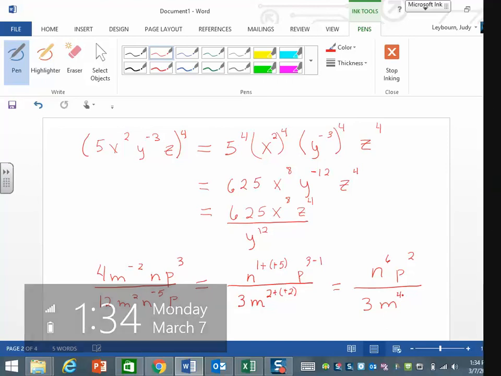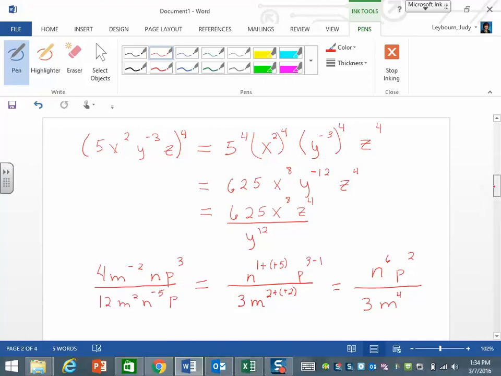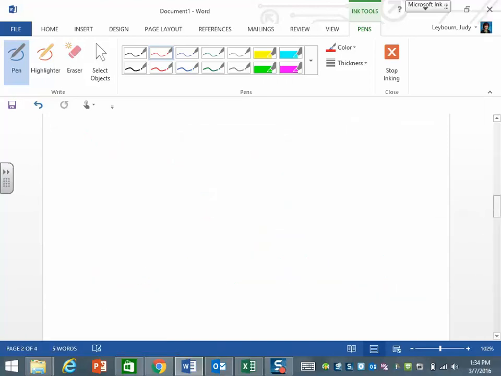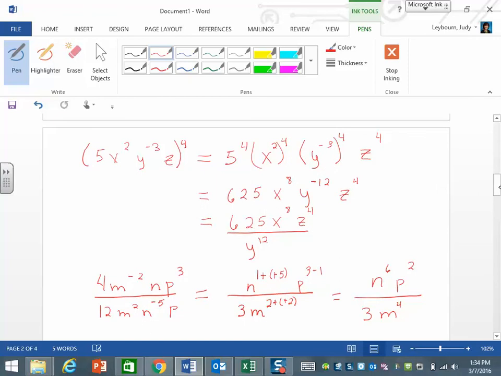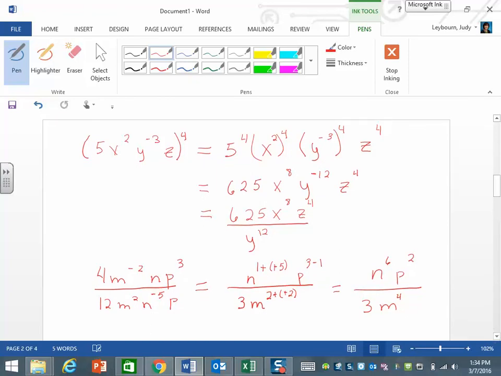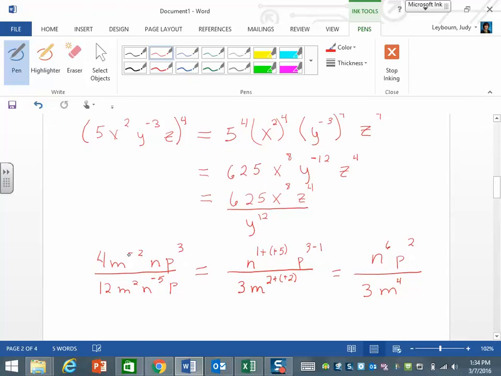Another approach would be, I could move this m to the negative second to the denominator right away, and I could move the n to the negative fifth, take its reciprocal, and move it to the numerator, and then I wouldn't necessarily have to divide, but I could multiply those terms.